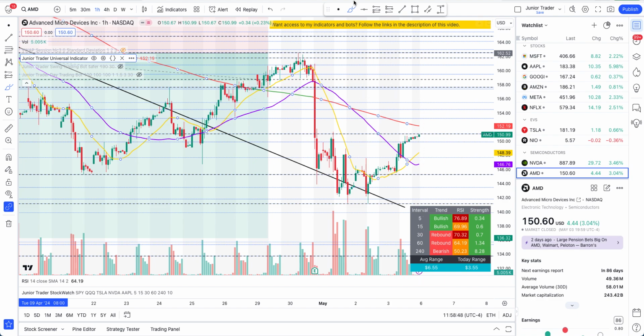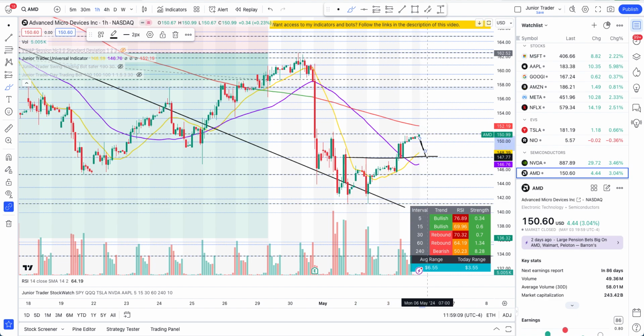If we lose 149 and 95 cents, and we have to lose the 20 hours moving average as well, then you can expect a cool off to 147 and 67 cents, but that will just be an intraday cool off, not fully bearish again. Because there's still this neckline and the structure holding. This is just a pullback. If you want to trade intraday short, that's a possibility.